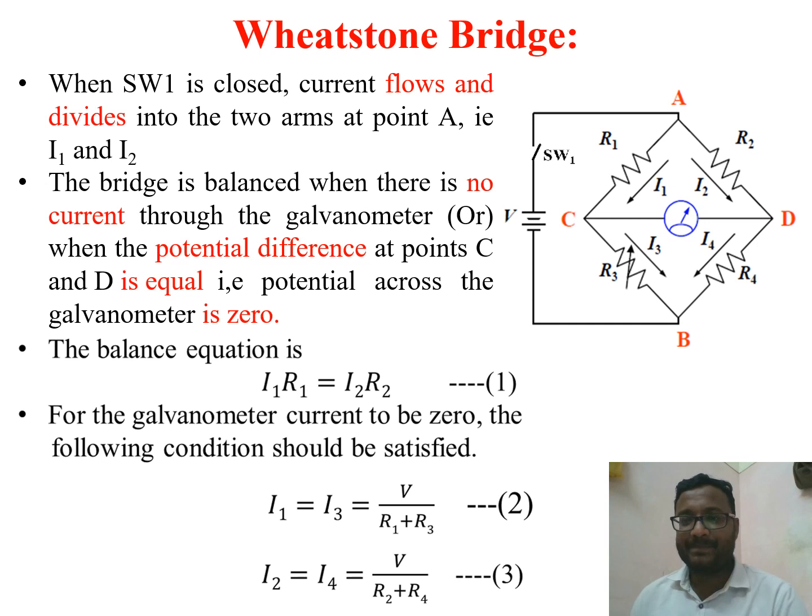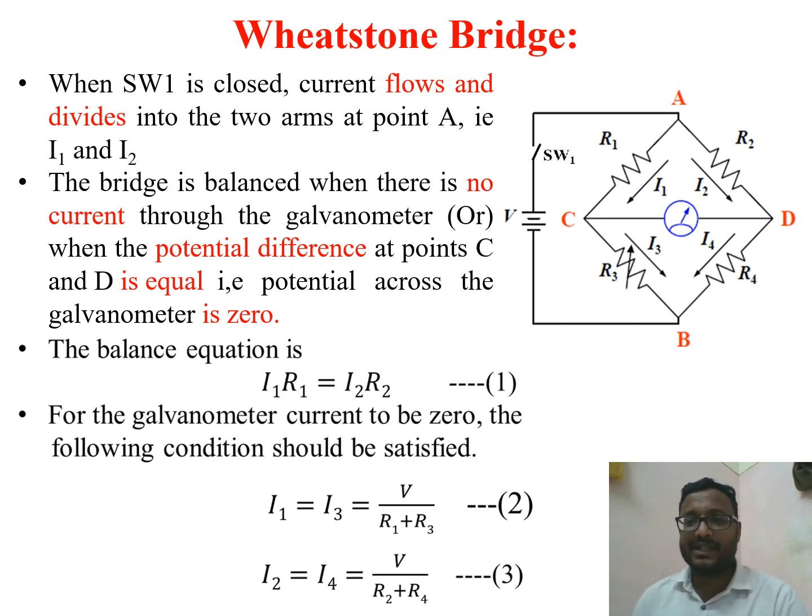Similarly, whatever current passes through the resistance R2, or the current from A to D, is equal to the same current from D to B, since the galvanometer current is equal to 0. Therefore I1 is equal to I3. When A is one terminal point and B is the other terminal point, the voltage is capital V, so the current is V divided by R1 and R3.